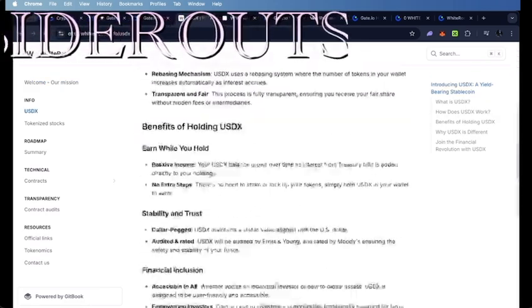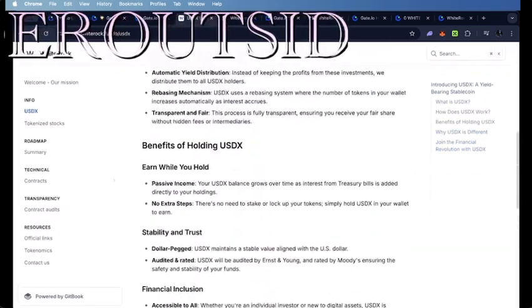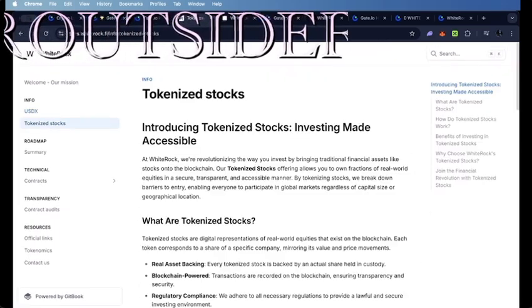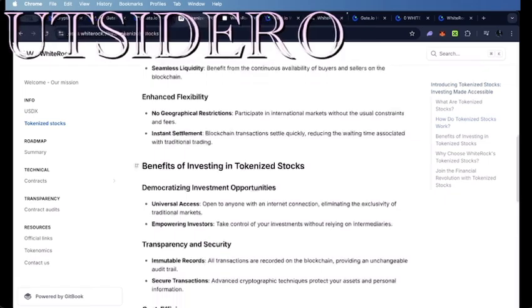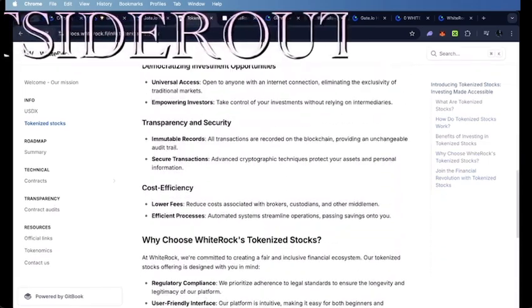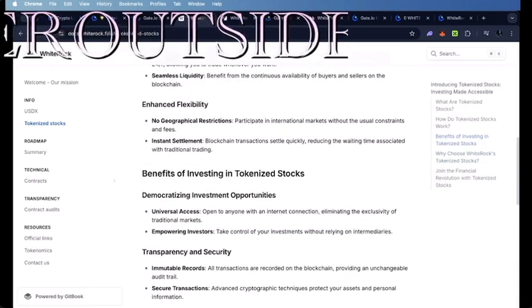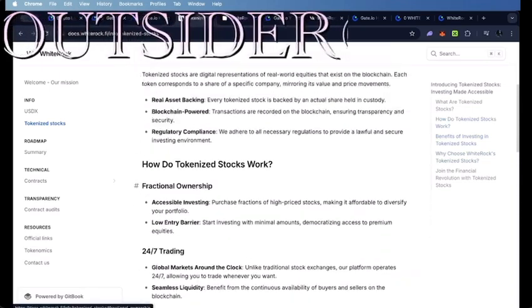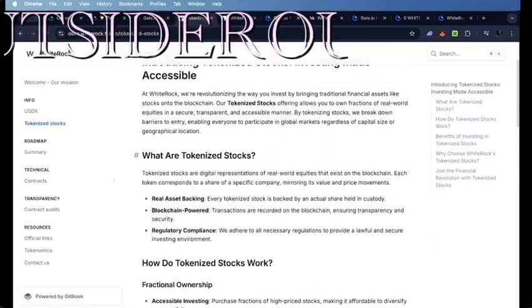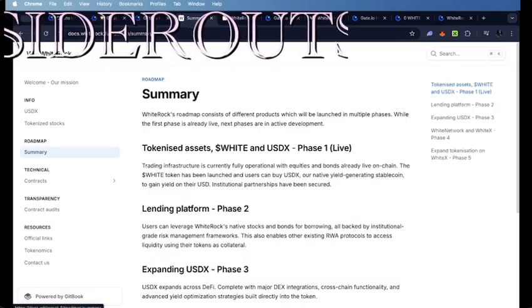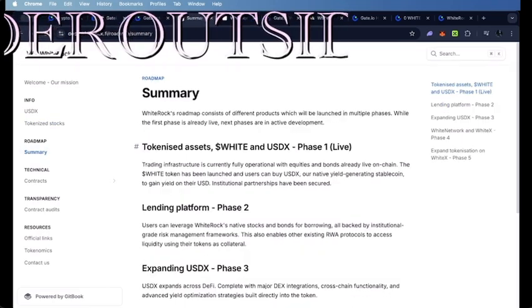Let's see what's going on. Okay, tokenized stocks. Efficiency, transparency, and security. And summary.